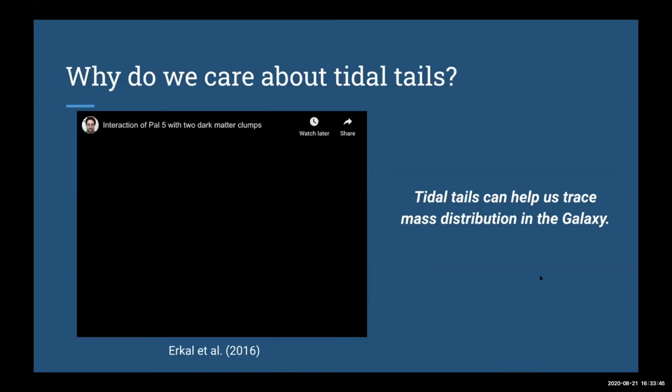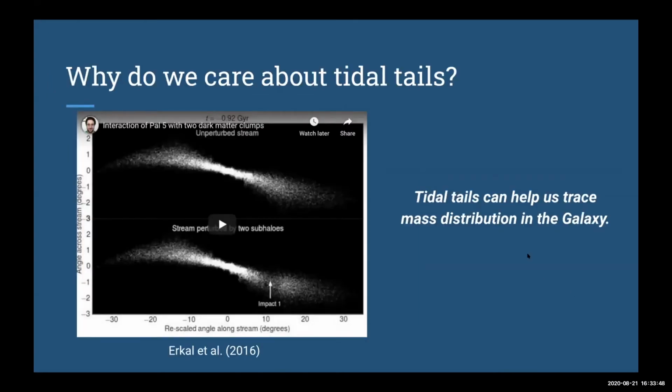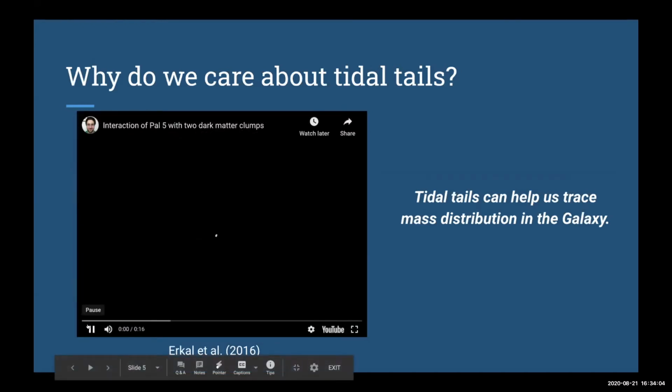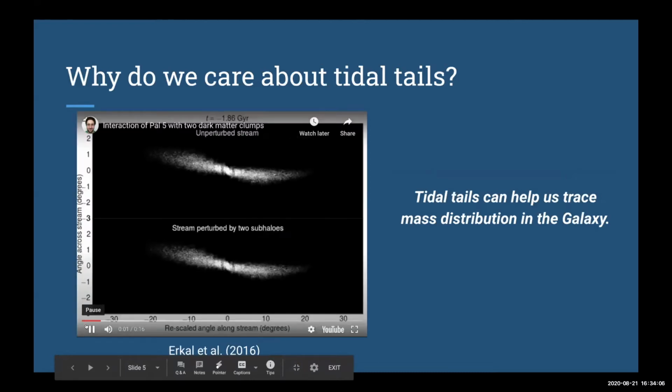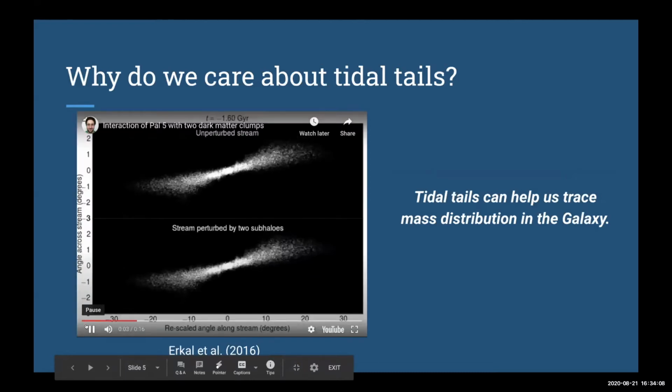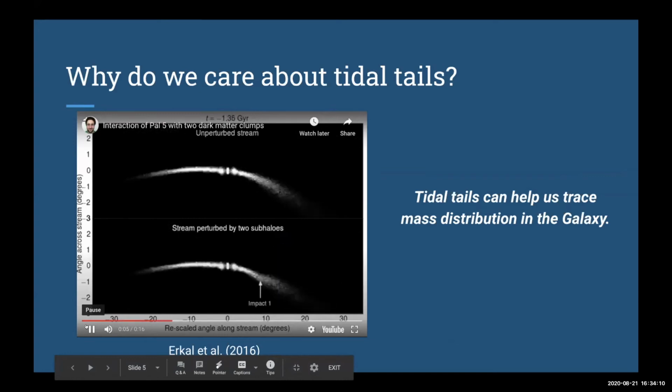But why do we care about the tidal tails, even though they're beautiful? The first thing is that tidal tails can help us trace mass distribution in the galaxy. In 2016, people used the current shape of the Palomar 5 tidal tails to infer two interactions with two small dark matter subhalos.